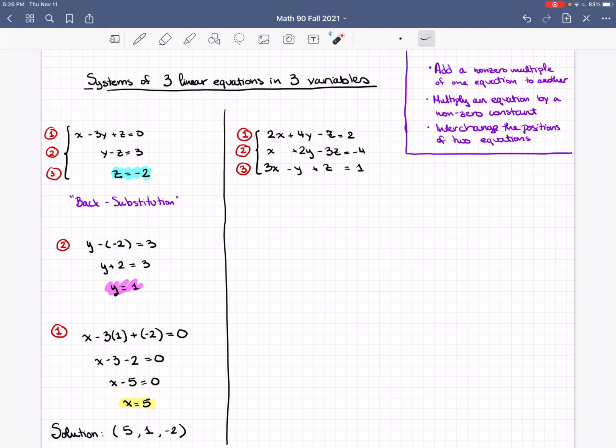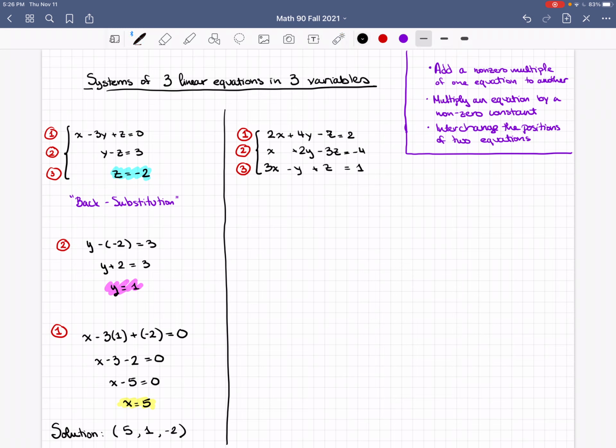Now, you might be looking at this and thinking, well, x is by itself in the second equation. That's going to make it easier to use the second equation to eliminate x out of the other 2. That's going to generally be the case. When you have a singleton variable, especially a singleton x, that's going to make us want to use it as our top equation. So that's going to be my first step.